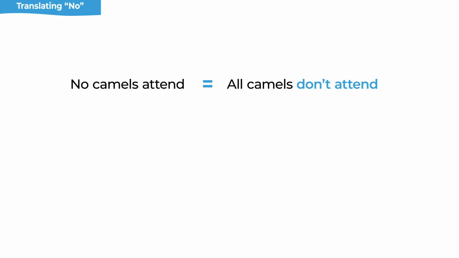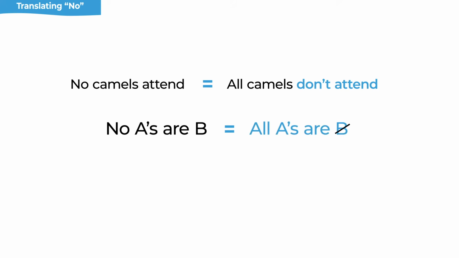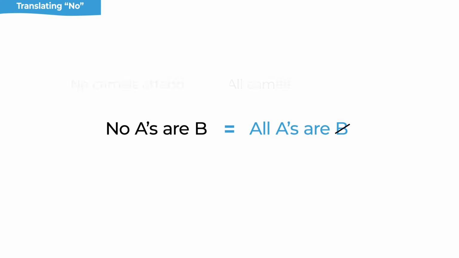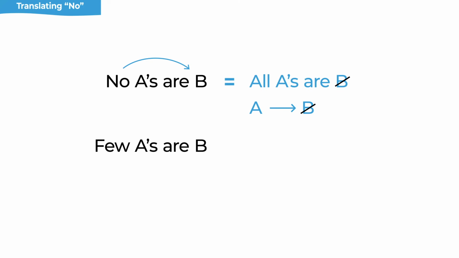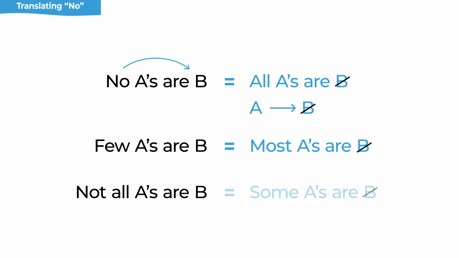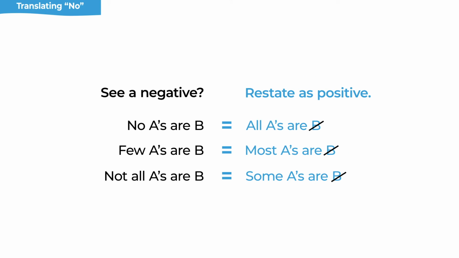There are a few negative to positive translations we want to make. The most important one is this conditional one. If we see no A's are B, that turns into all A's are not B. The negative is modifying the second idea. And that's true for all these negative to positive translations. If we're told that few A's are B, we turn that into most A's are not B. Not all A's are B, we turn that into some A's are not B. Whenever I see a negative, I translate it into positive because it's much easier for our brains to understand these facts when they're presented in positive form.